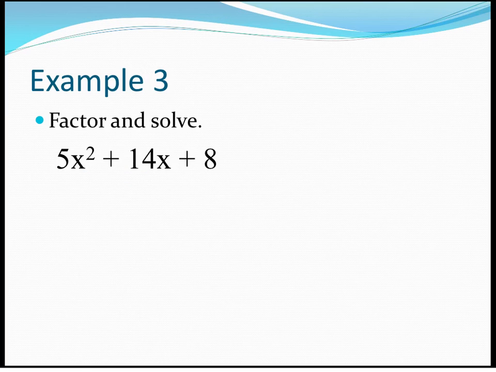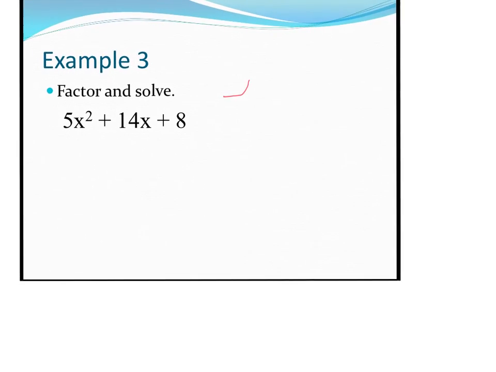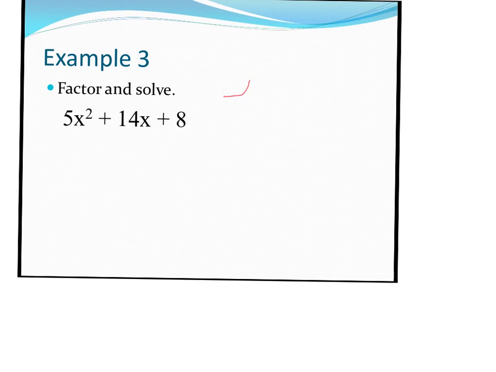Let's move on to our second example. It's just extra practice, so I'm going to go through this one a little bit quicker so you can see some different numbers. The process is the same. I'm going to take the 5 and the 8 and multiply them together. I'm going to get 40. What two numbers multiply to 40 but also add to 14?